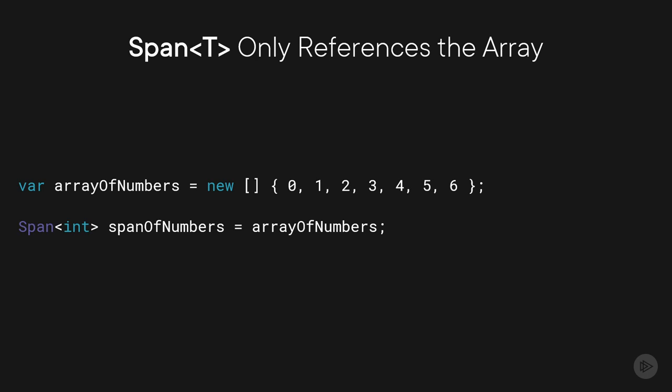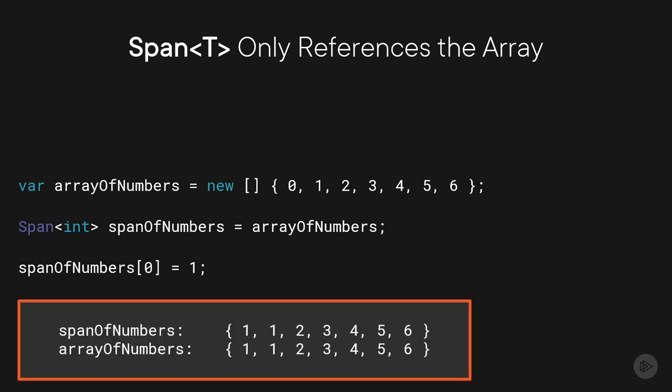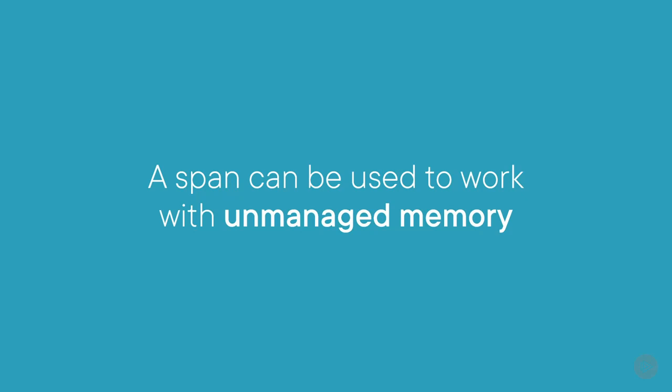You could easily validate this by modifying an element in the span after you've created a span that represents the array of data. If you do, the elements in the array and the span will be identical. This proves that it in fact points to the array and didn't make a copy. Not only can the span be used to reference an array, but it can also be used to work with unmanaged memory. This makes it very useful and a powerful tool.